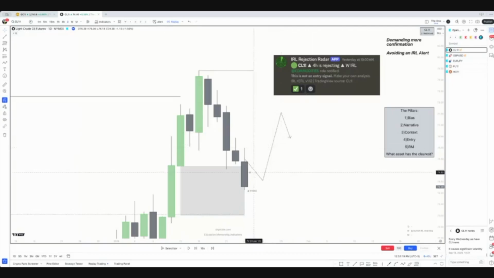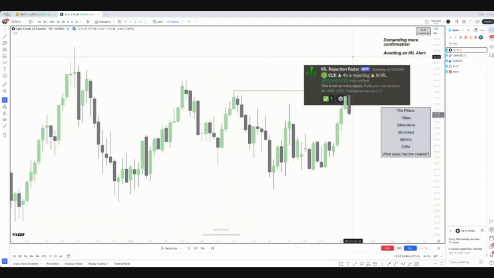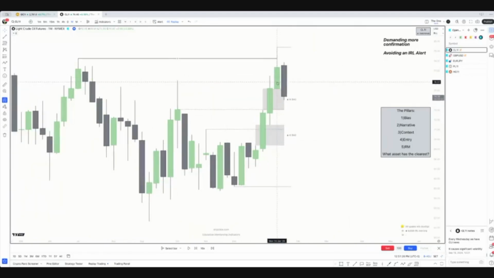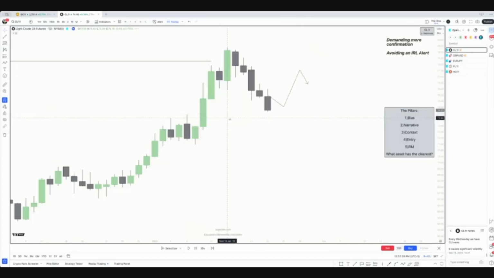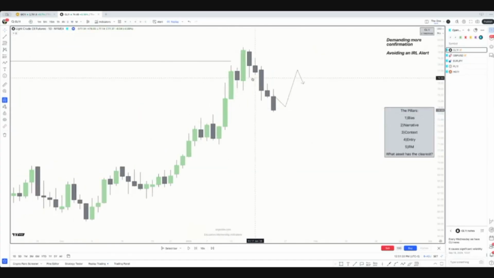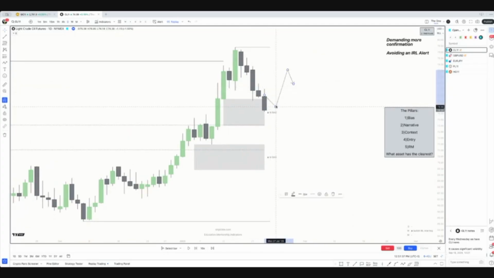All right. And that is because, in case you missed it, I'll just outline it again. Why would I demand more confirmation? Well, we're respecting an unmitigated opposing PD area right here and seeing a very aggressive retracement on the daily, creating daily fair value gaps lower. I want to wait. It doesn't look clear to me. It doesn't look ready.